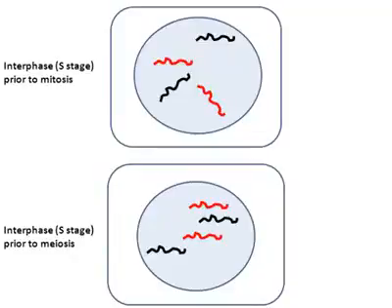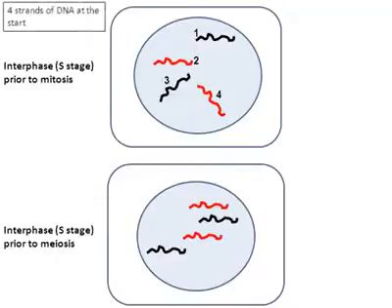So here we have two cells, and the cell on the top will eventually go through mitosis, and the cell on the bottom will eventually go through meiosis. Right now, both of these cells are in interphase. Interphase takes place prior to mitosis, and interphase takes place prior to meiosis. First I want to count out the amount of chromatin, strands of DNA, that are in the nucleus of these two cells.